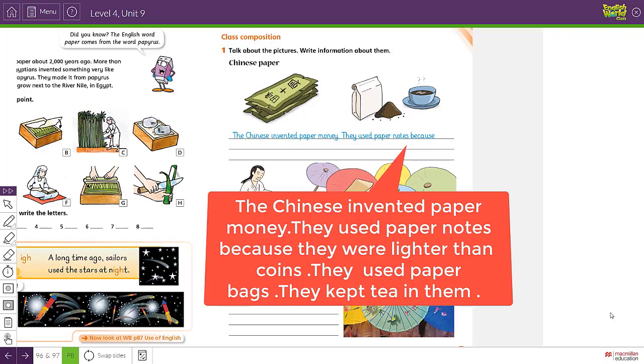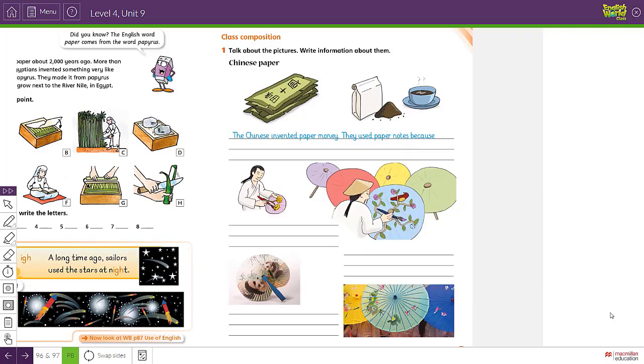Okay? Let's listen again. The Chinese invented paper money. They used paper notes because they were lighter than coins. They used paper bags. They kept tea in them. Okay, let's move quickly to the next. What can you see in the next picture? Yes, you can see different umbrellas, and I can see some people who were drawing birds and plants on them.